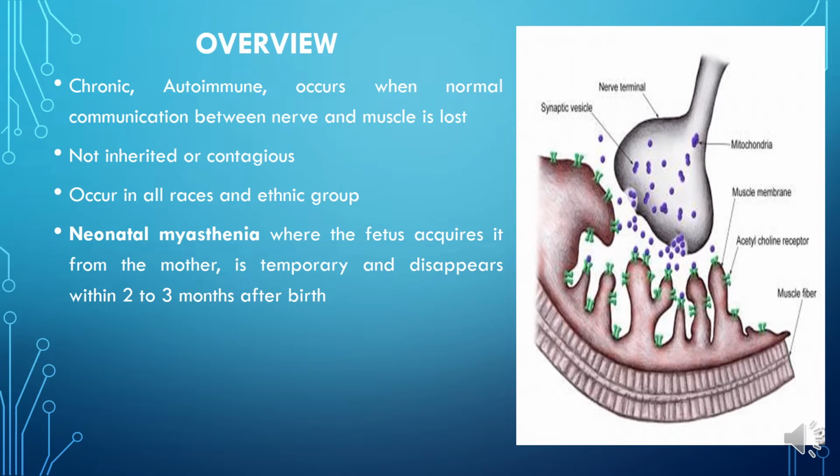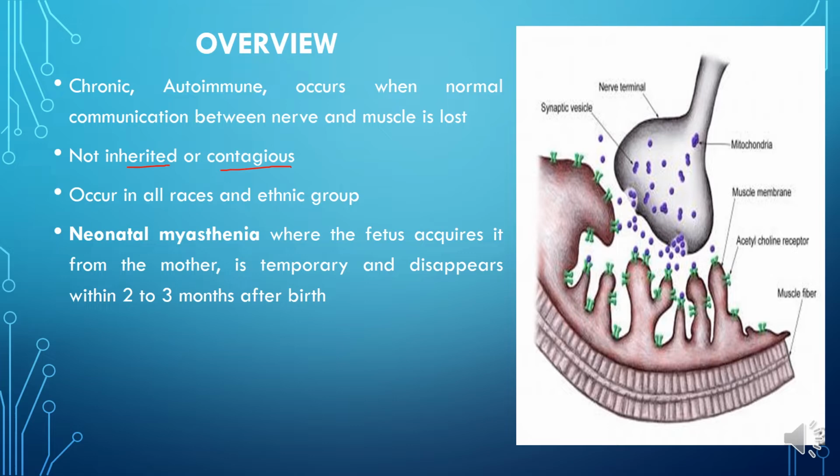So, Myasthenia gravis is a chronic, that is long-lasting, autoimmune disease that is not inheritable. The most important thing is that it is not inherited, and also it is not contagious, that is, it is not triggered by infection. However, if there is an infectious condition, then the disease becomes a bit severe.